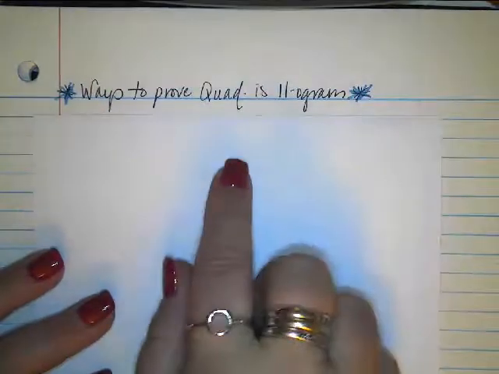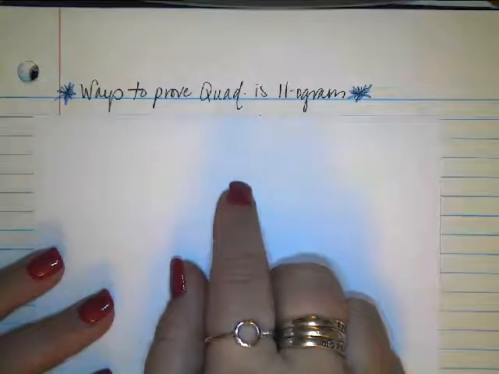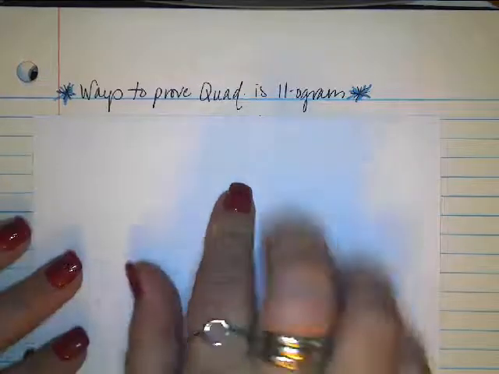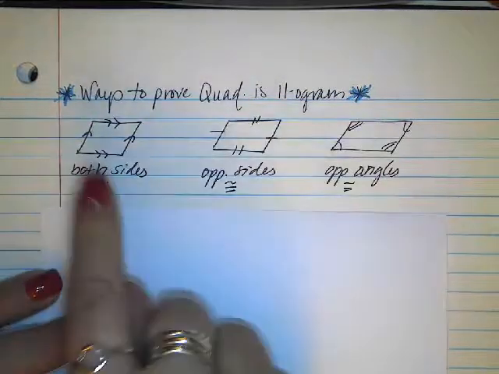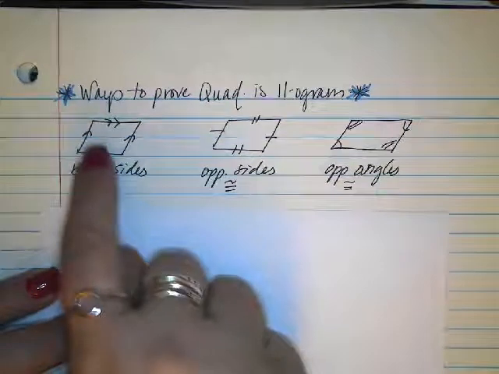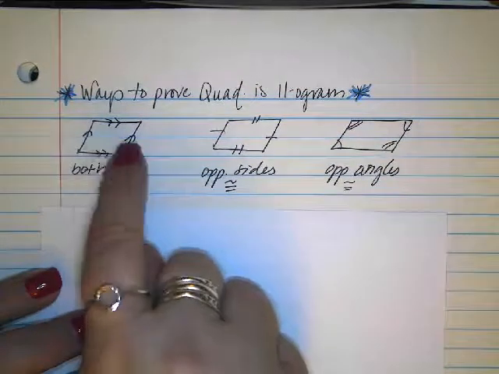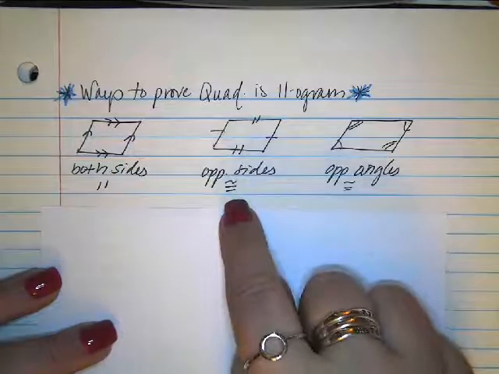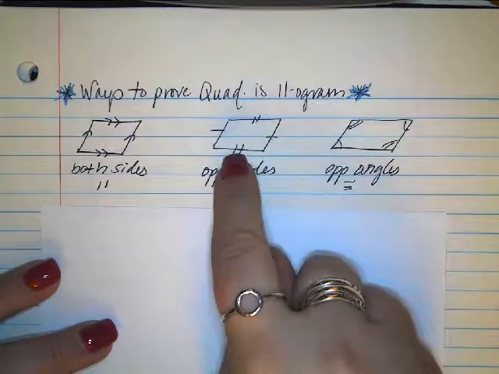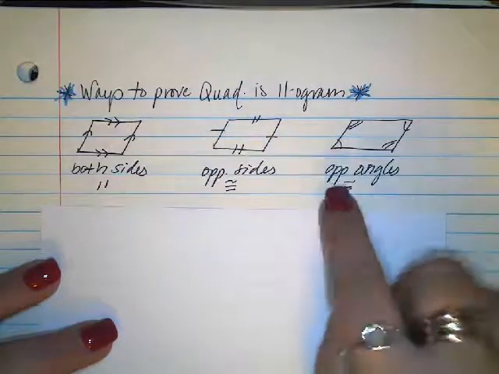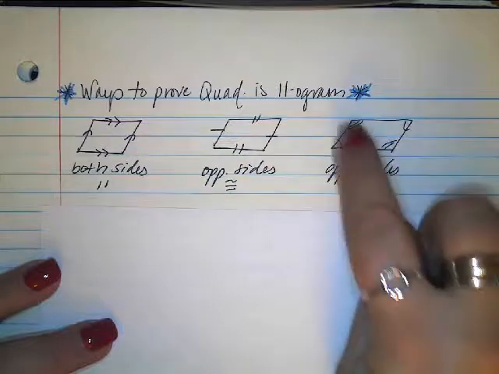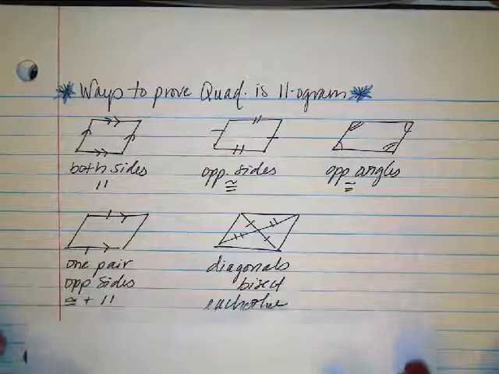The first thing that we're wrapping up here is actually from 7.3, and it was a nice way to wrap up ways to prove that a quadrilateral is a parallelogram. We know both pairs of sides are going to be parallel. That's what those little arrows mean. Opposite sides are going to be congruent, and opposite angles we know are also the same, so I can see the opposite angles are marked as congruent.